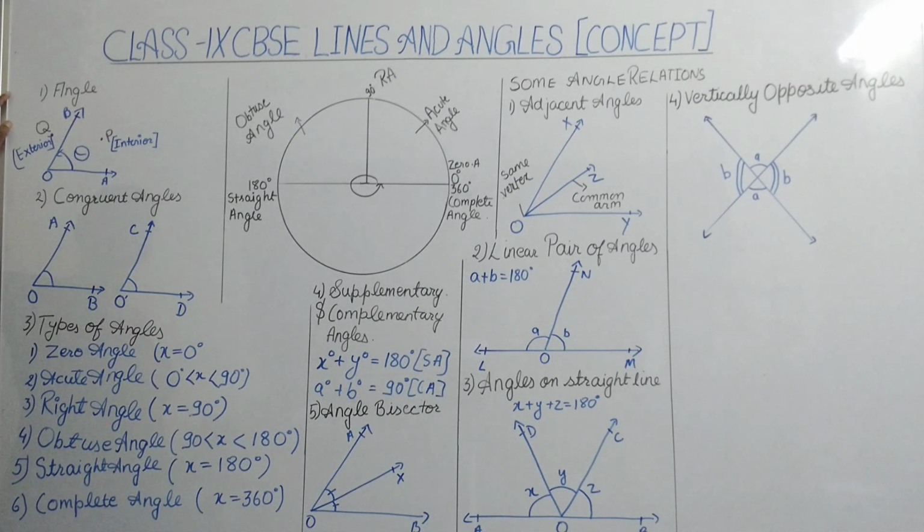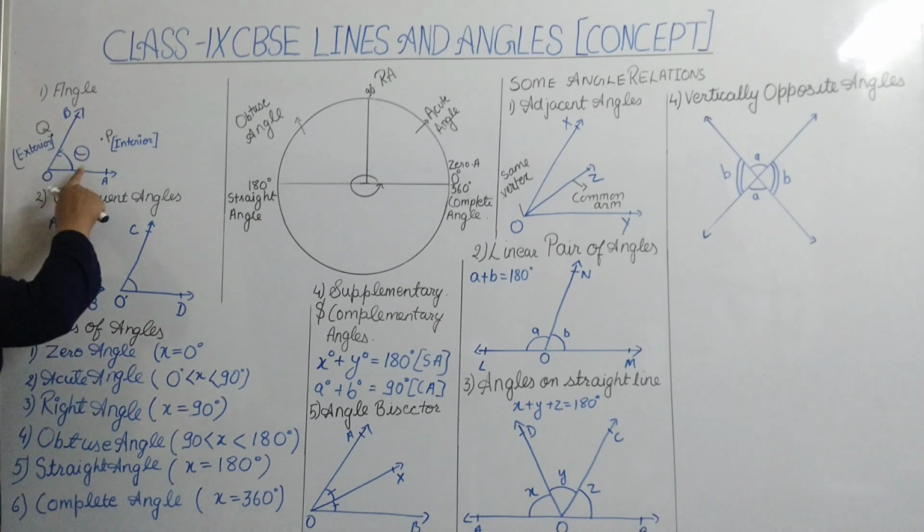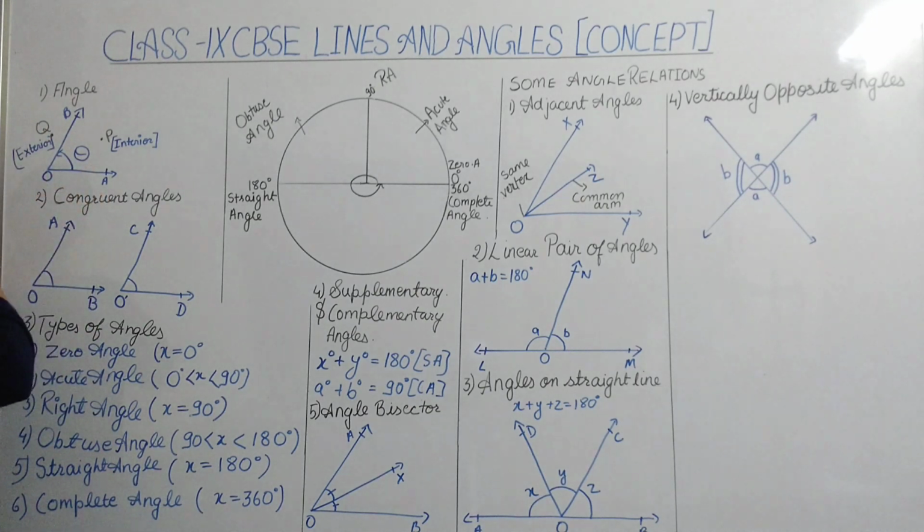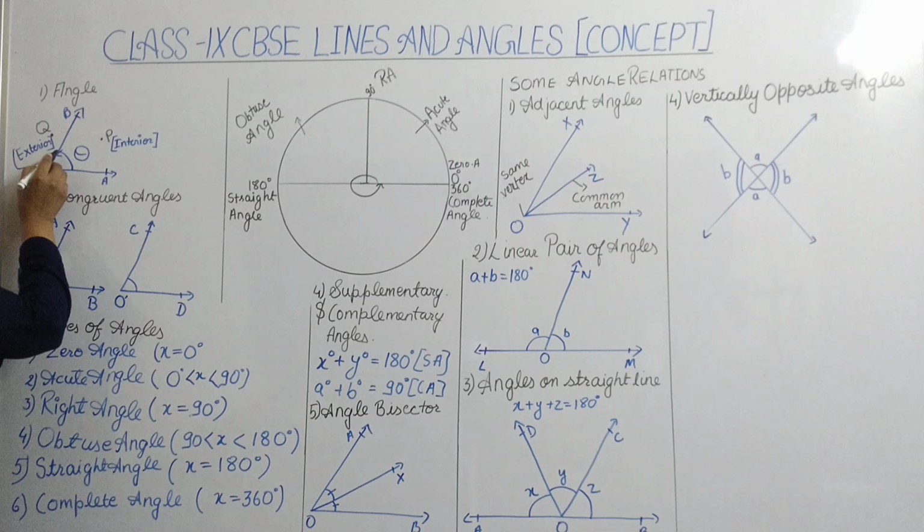What is an angle? When two rays intersect at a point, then the angular distance, the circular distance between the two rays, forms an angle. Okay, it is measured from here to here.